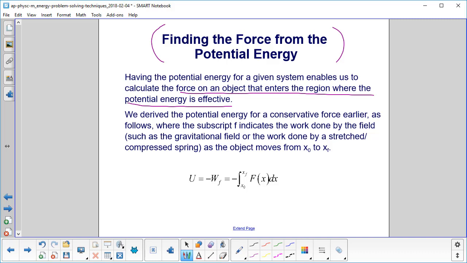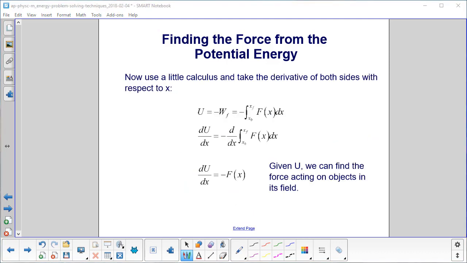We derived the potential energy for a conservative force earlier, where the subscript F, and that's right over here, indicates the work done by the field, such as the gravitational field or the work done by a stretched or compressed spring, as the object moves from an initial x position to a final. So the potential energy is a negative of the work done by the spring, and that's where this negative comes in, and then we integrate the force over the displacement.